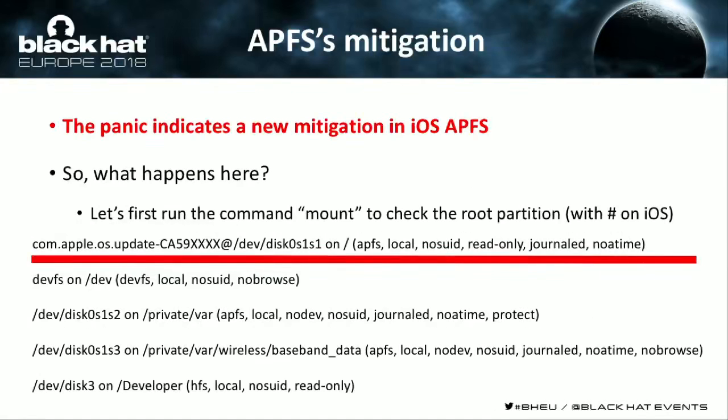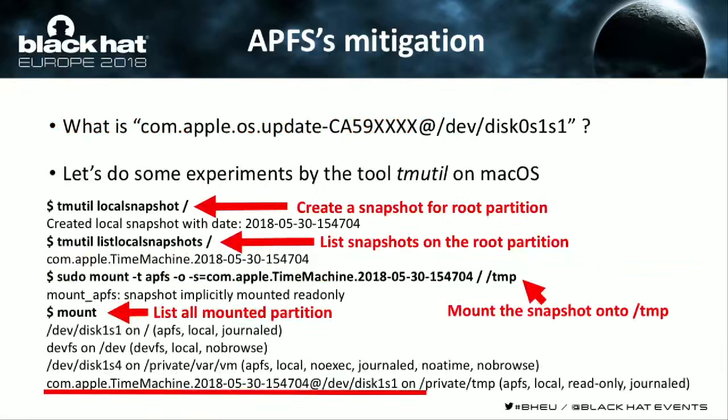So what happens here? With root privilege on iOS, let's run the command mount to see how the root partition is mounted. We can see that different from other partitions, there is a strange prefix in the mounted device file path of the root partition. So what does this prefix mean?